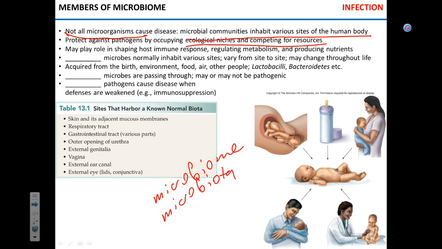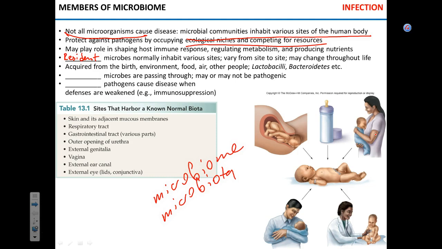I want to give you a few examples. Again, it's more of an FYI. Shaping the immune response. Well, before shaping the immune response, let's define a few words. Microbes that normally inhabit various body sites are called resident. Things like Staphylococcus epidermidis on your skin. Staph epidermidis is the resident microbe.